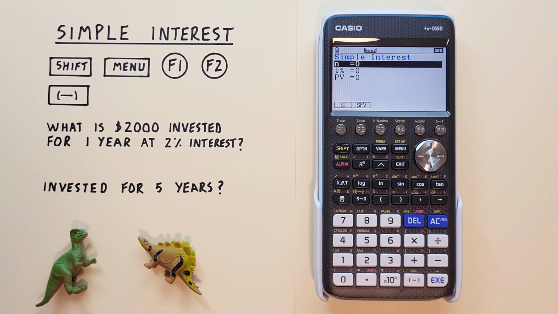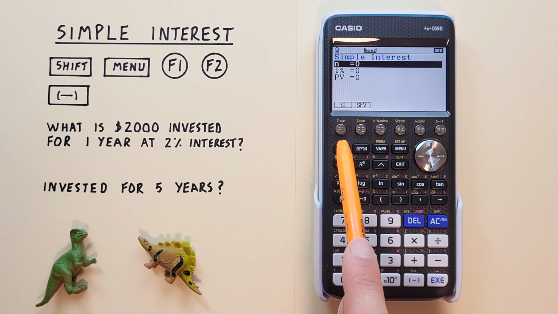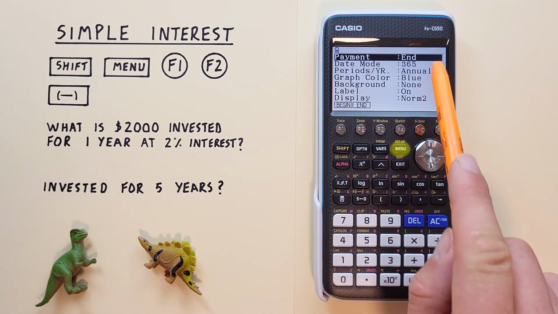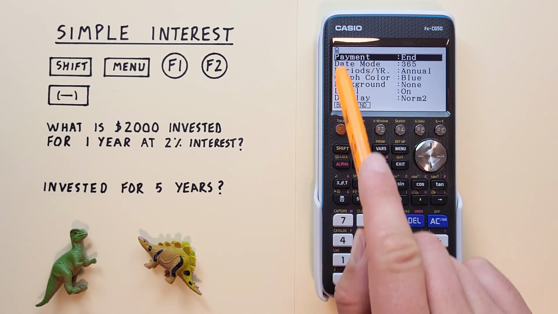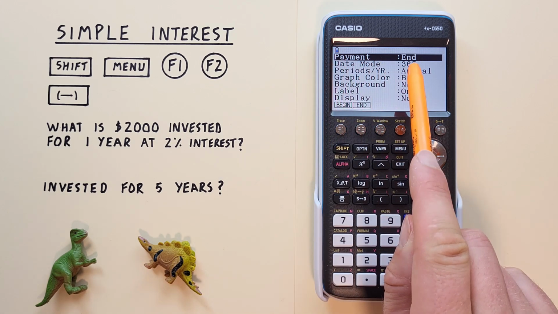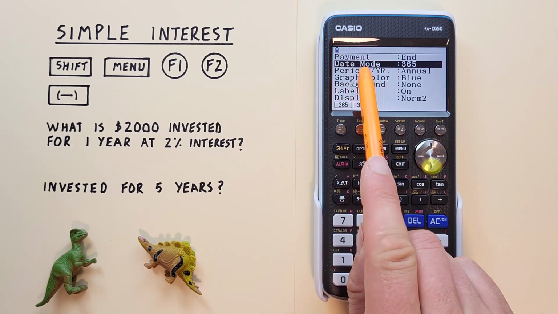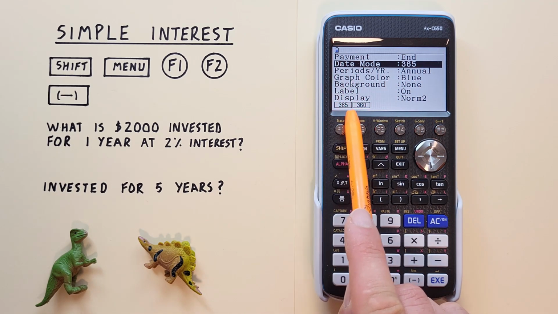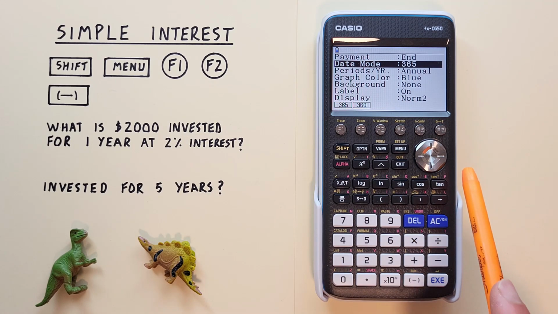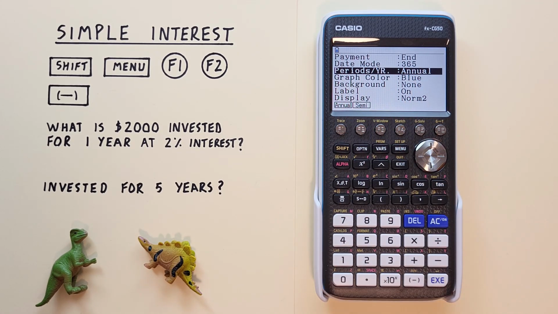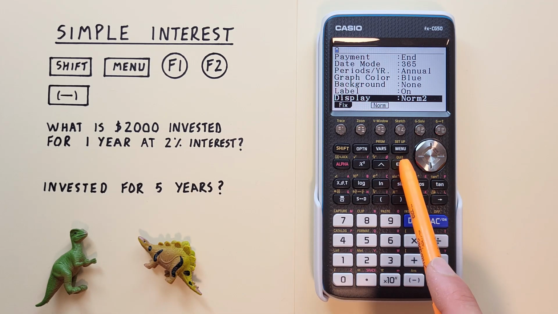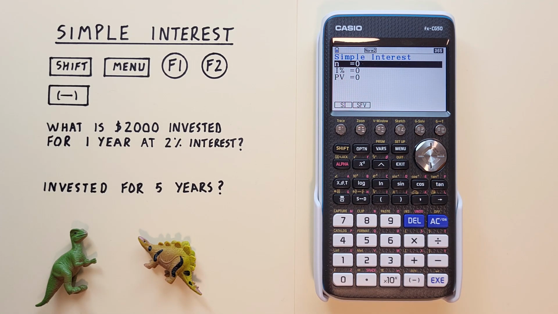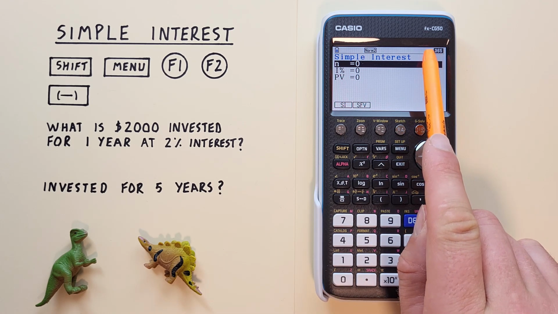Before working with this for the first time, we want to check the Setup menu. To do that, we press Shift, Setup. And here we see our setup for our interest calculations. We can set our payments to end or beginning, our date mode to either 365 or 360 day years. We'll set ours to the 365, as well as the periods per year, which can be annual or semi-annual, as well as several other settings. We can leave this menu with the exit key. And we can see here we're using a 365-day year in the top corner where it says 365.